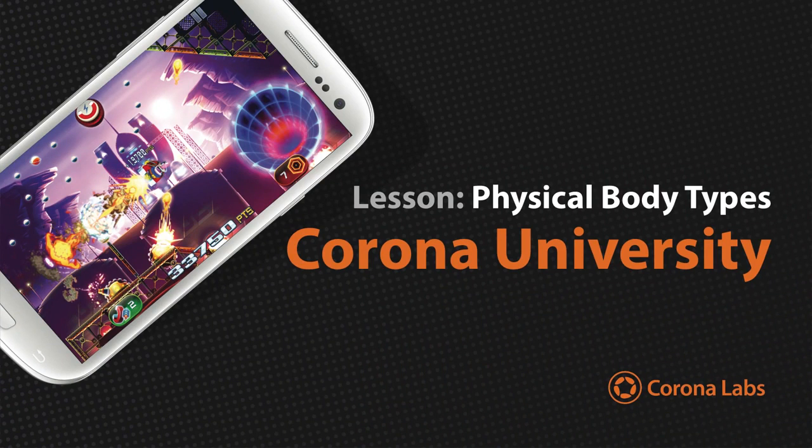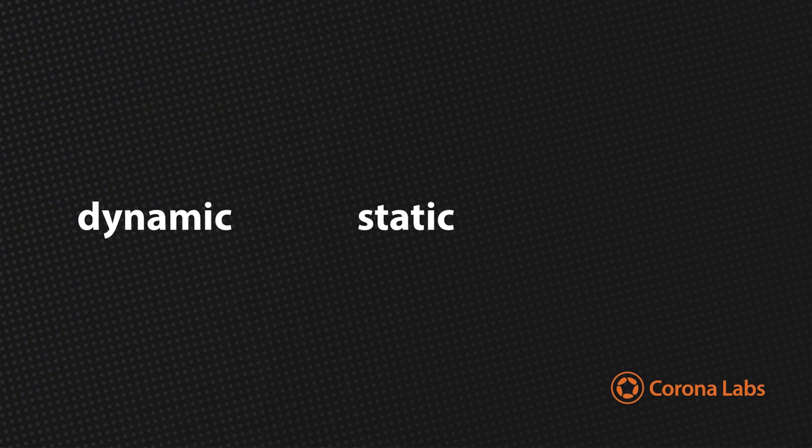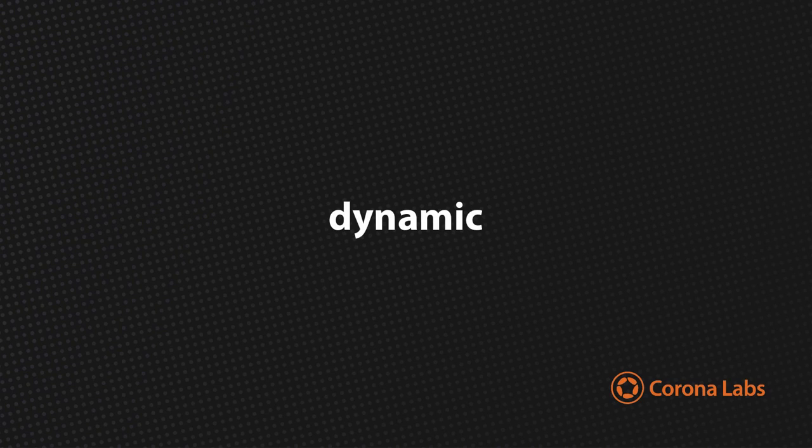In this video, we'll look at the three body types of all physical bodies within Corona SDK. When working with Corona's built-in physics engine, physical bodies can be one of three types: dynamic, static, or kinematic. Dynamic bodies are fully simulated.